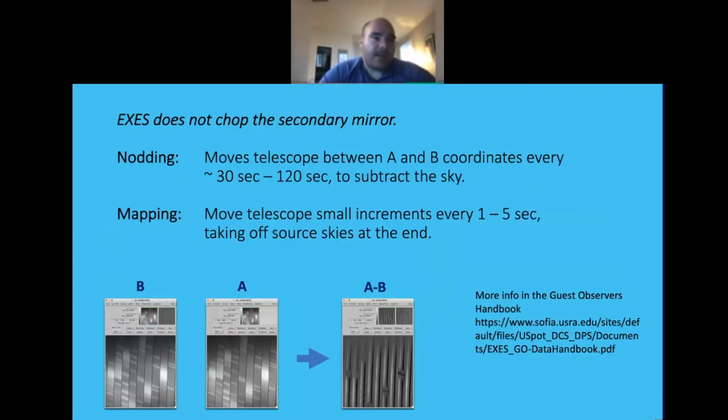EXES does not chop the secondary mirror for its sky subtraction. Instead, it uses slow nods of the telescope between A and B coordinates at a period of about 30 to 120 arcseconds. And this is absolutely necessary because the sky is overwhelmingly bright in molecular emission and in thermal background from the telescope optics, maybe a couple thousand to 100,000 times brighter than the source that you might be looking at.